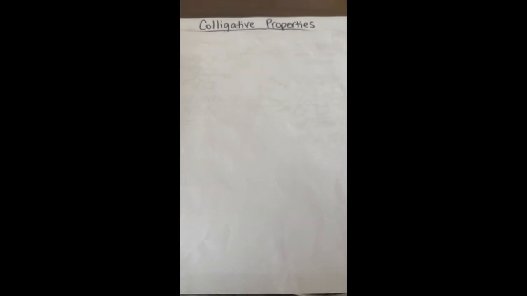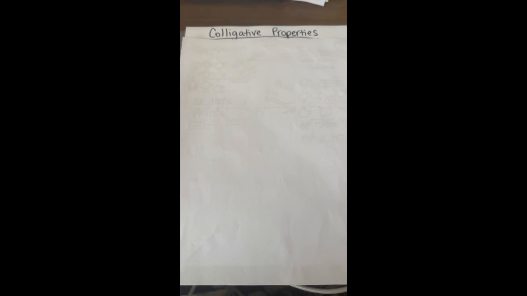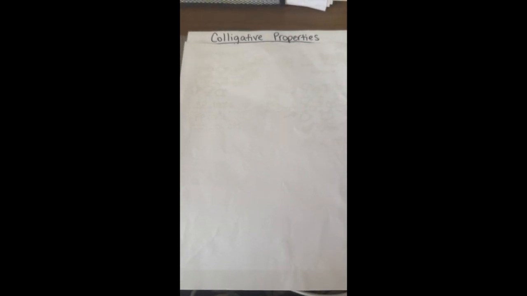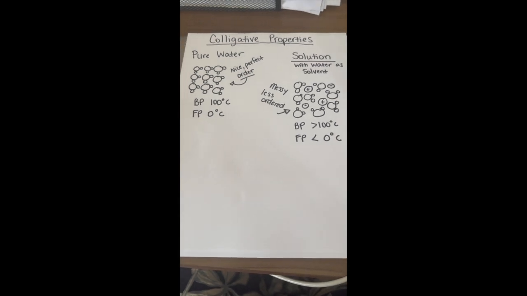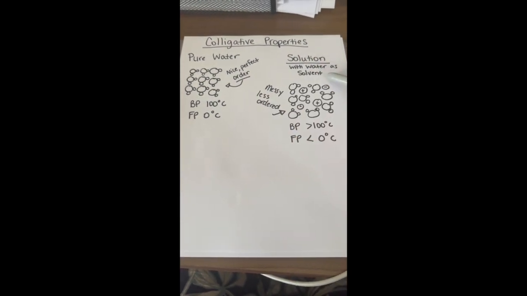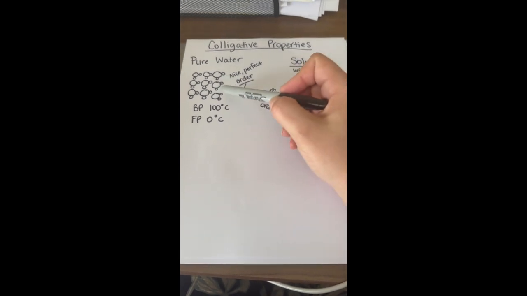All right, so today's class is all about colligative properties. So we are dealing with solutions and what happens to the properties of our solution. How does that differ from the properties of our pure solvent? So we're going to look at two different cases with some pure water and then a solution where water is our solvent. So this is our pure water sample.